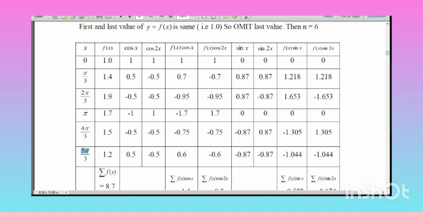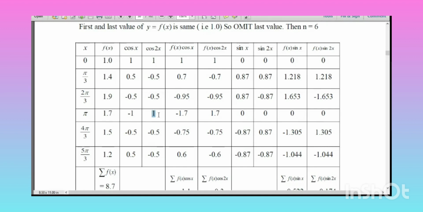1. Tell me, cos 2x, how to find the cos 2x value? Cos 2, x value is 0, cos 2 into 0, you have to multiply, cos 2 into 0 will be cos 0, so cos 0 is 1. After that, cos 2x, x is pi by 3, so cos 2π/3. You have to press cos within bracket 2π divided by 3, close the bracket, then press the equal to symbol, you will get the answer, cos 2π/3. Next one is cos 4 pi by 3, because the 2x is there. 2 into 2 pi by 3 will be cos 4 pi by 3. Next, cos 2 pi.